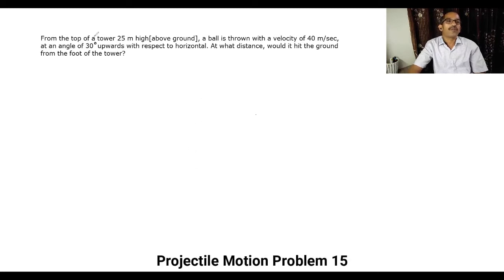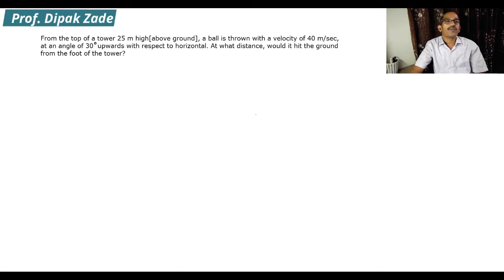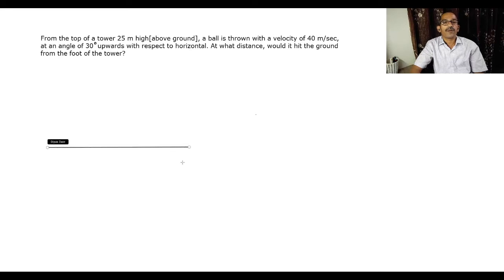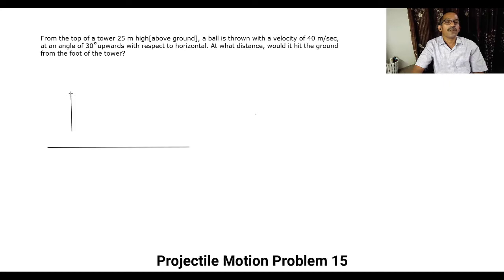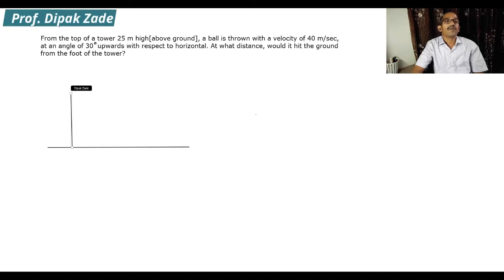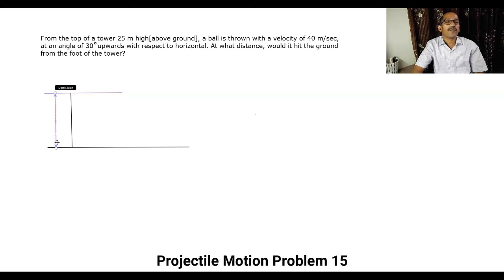Now, always for such problems we'll try to draw a simple figure so that solving the problem becomes easy. This one is the ground. Then there is a tower. I will represent the tower with one simple vertical line. The height of this tower is 25 meters. I will represent this dimension here: height of tower, and this height is given as 25 meters.